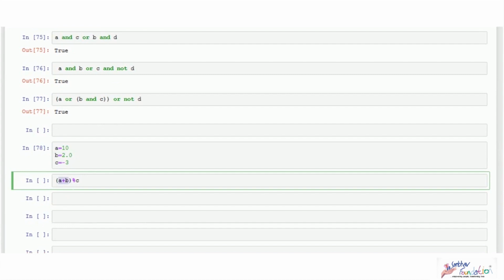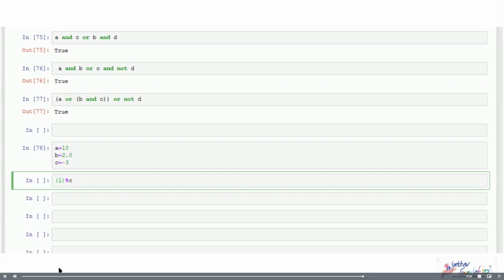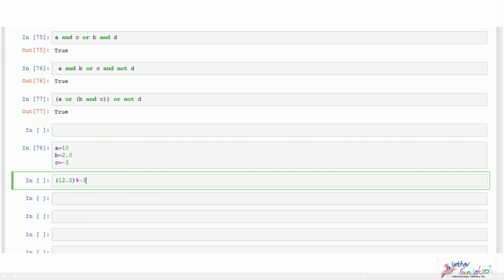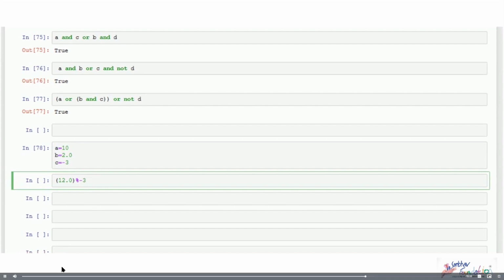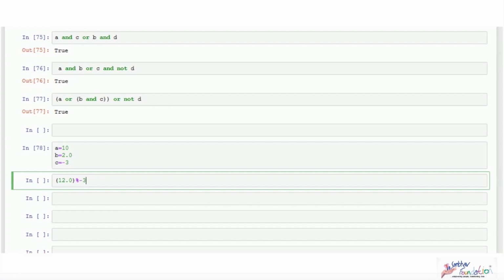As I said, Python automatically converts your data types if they are compatible. So integer plus float will give you a float. So 10 plus 2.0 is 12.0. Now mod c is minus 3. So how do you actually evaluate this? Don't get confused by these decimal points or your negative numbers. This is exactly as you normally do your modulo. See, 12 mod 3 is what happens when you divide 12 by 3. You don't have a remainder. The remainder is actually 0. So your answer will be 0.